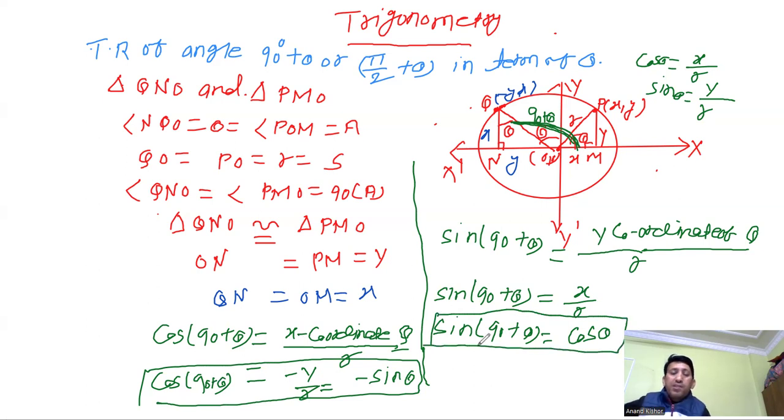Similarly, see in this 90 plus theta or pi by 2 plus theta, or 90 minus theta, the ratios are changing. Sine becomes cos, cos becomes sine. All trigonometrical ratios will be changed.